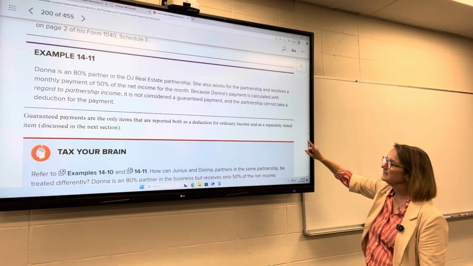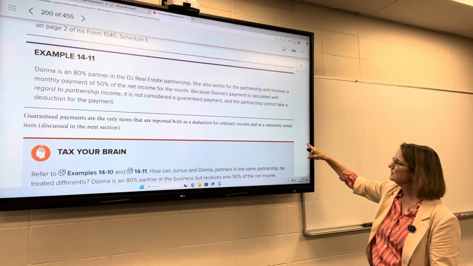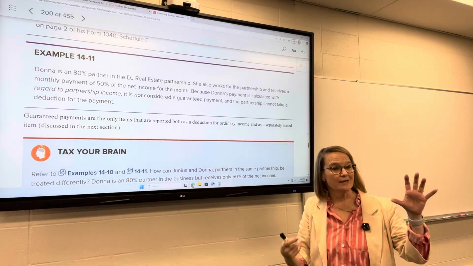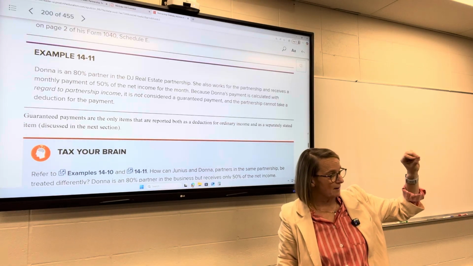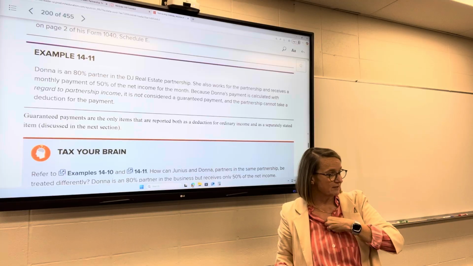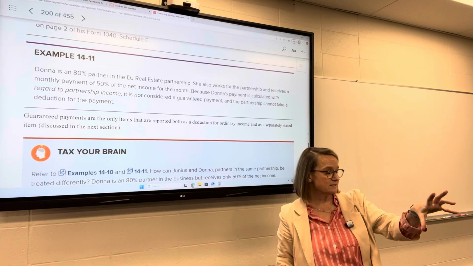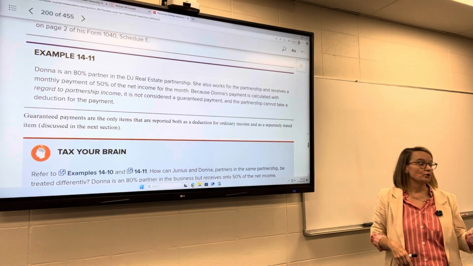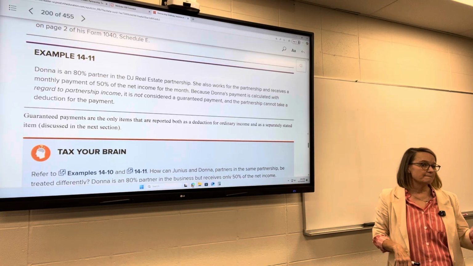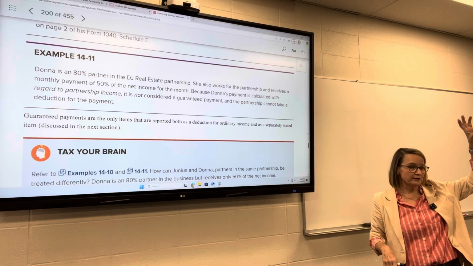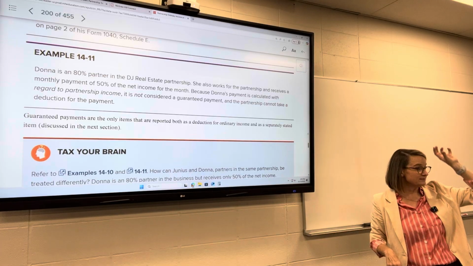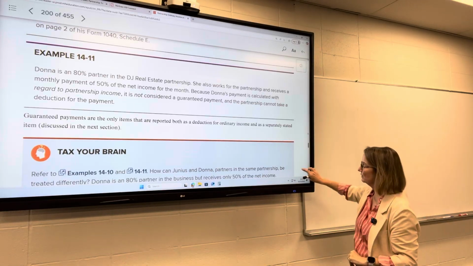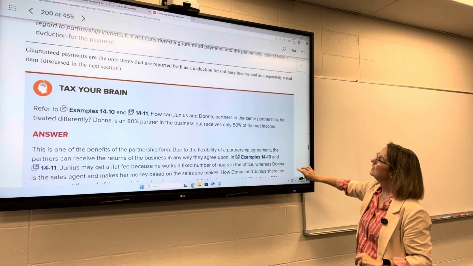The only items that are reported both as a deduction for ordinary income and as a separately stated item, so they're kind of both, are guaranteed payments. They reduce ordinary income, but for the partner who's receiving the guaranteed payment, it's listed as a separately stated item. So when you're filing your own individual tax return, you're going to pay self-employment tax on ordinary income, and you're going to pay self-employment tax on the guaranteed payments. So you're subject to self-employment tax on both of those items.